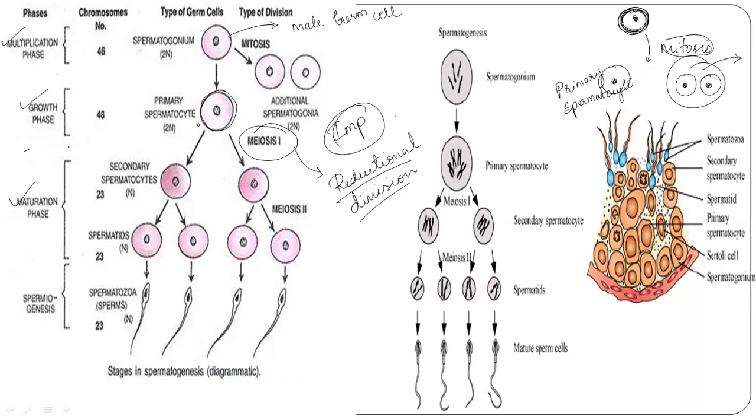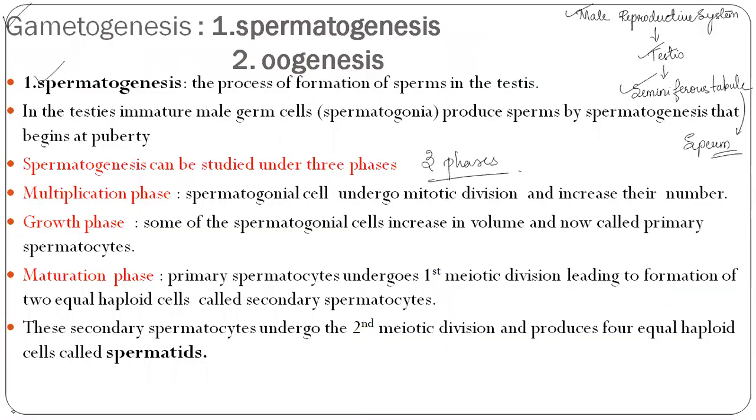Now, the primary spermatocyte undergoes a reductional division called meiosis. You can write this down: the primary spermatocyte undergoes the first meiotic division leading to the formation of two equal haploid cells called secondary spermatocytes.